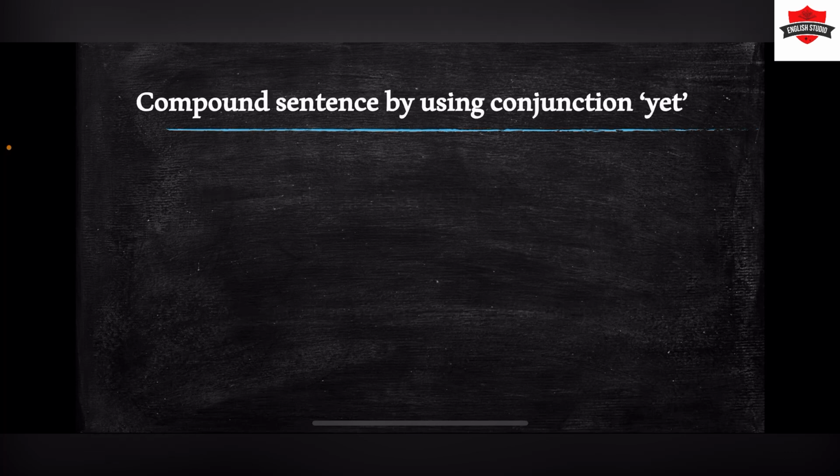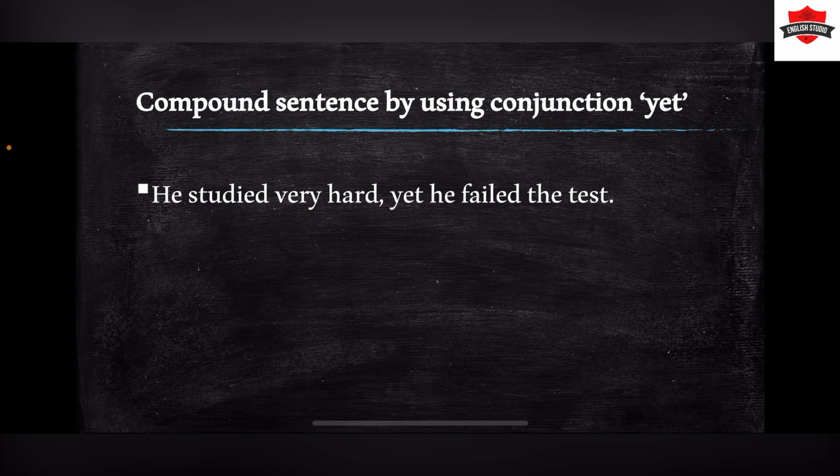Next is by using conjunction yet. He studied very hard, yet he failed the test. Here, yet is used to show something unexpected or surprising happened. He abused me, yet I forgave him.